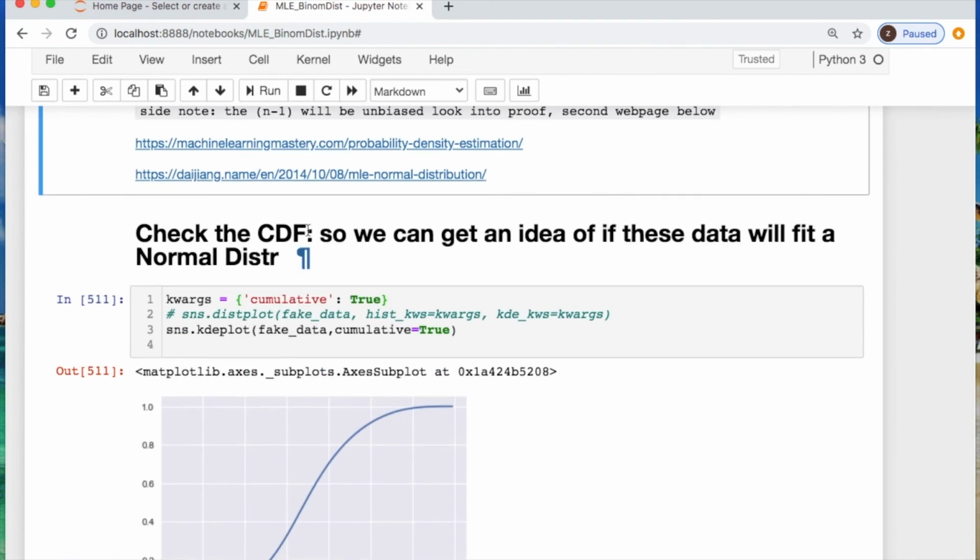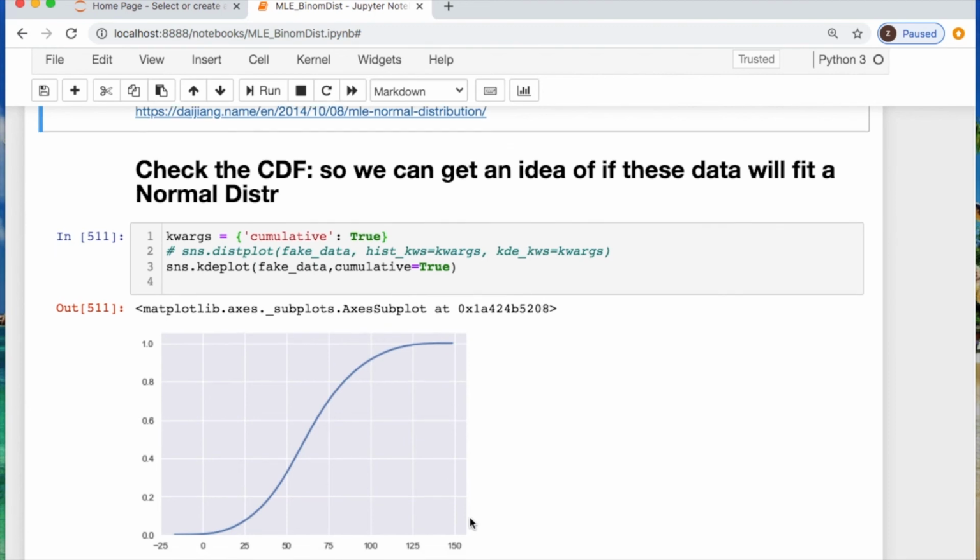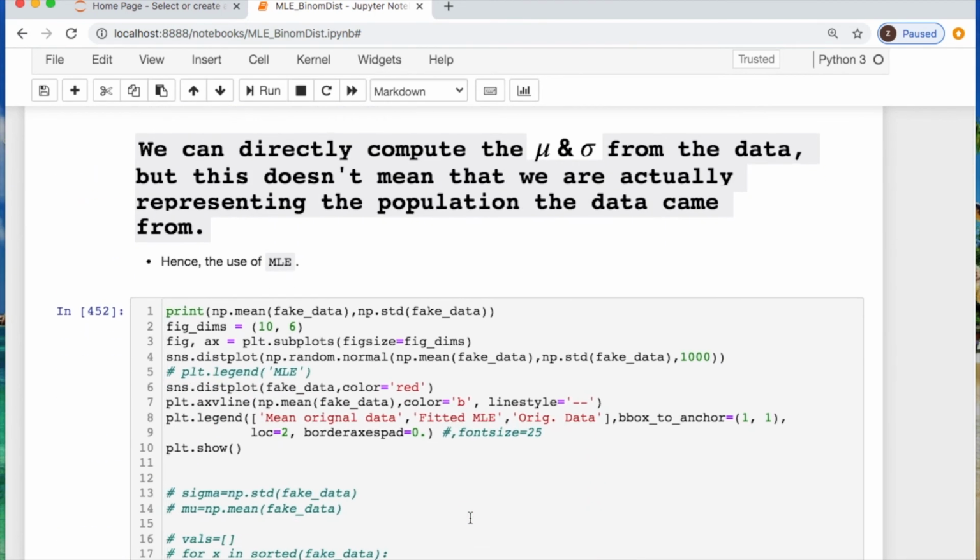I decided to look at the CDF to see how this looks towards a normal distribution. So it's looking okay. That's fine. Tails are kind of long though. And I say, can we directly compute the mean and the standard deviation from the data? But this doesn't really mean, like I said before, that we're representing the population of the data. That's only with respect to the sample, hence the use of the MLE.